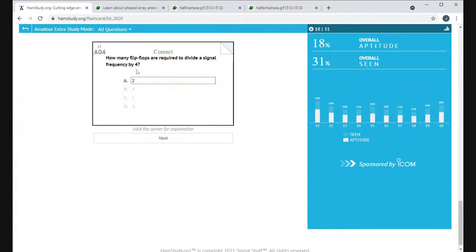So my guess is each flip-flop divides it by 2, and that compounds. So you divide the signal by 2, and then you divide it by 2 again, and that comes up to 1/4.